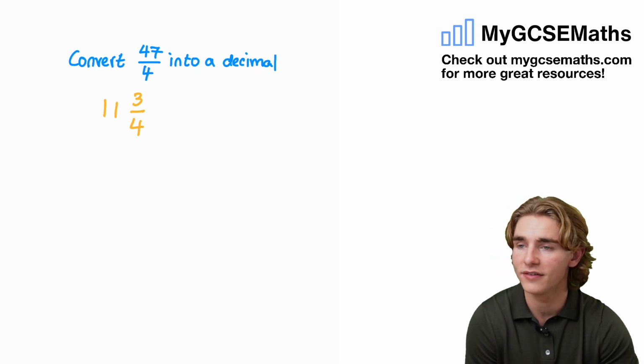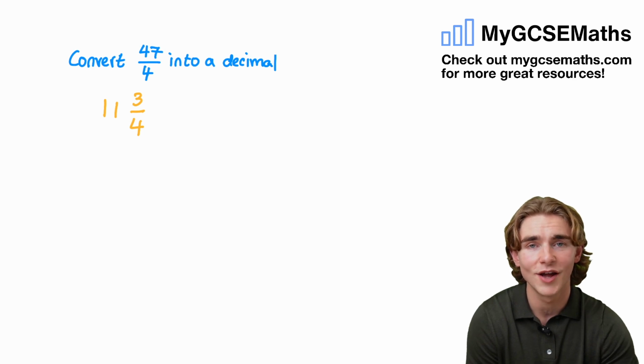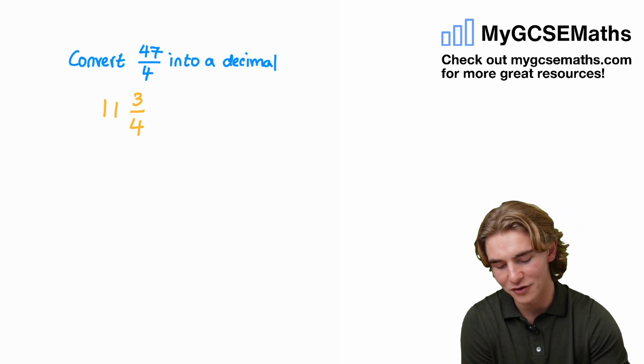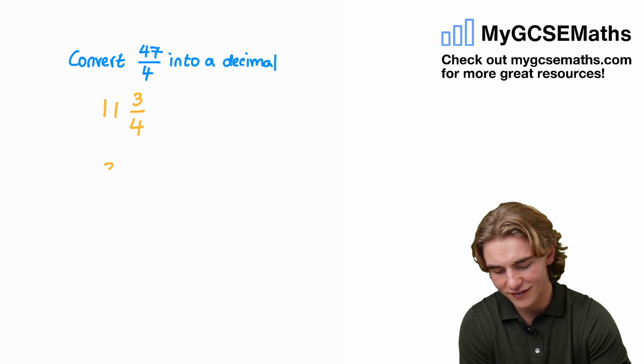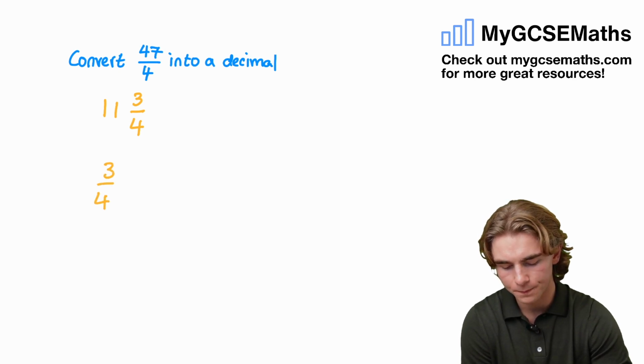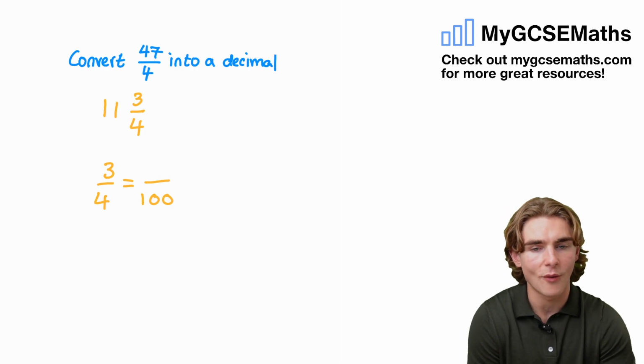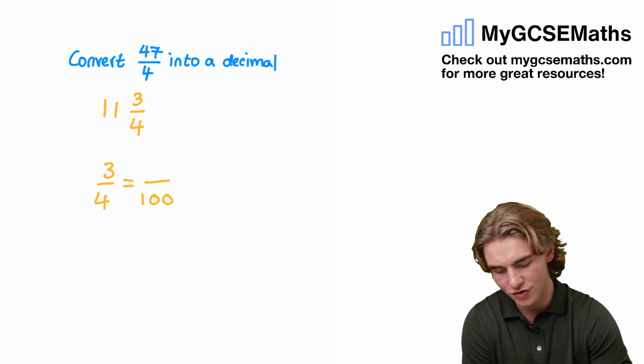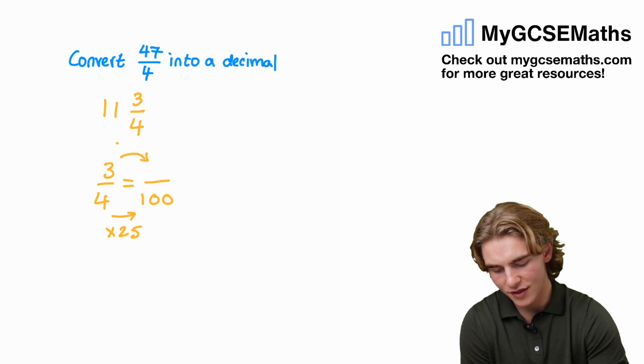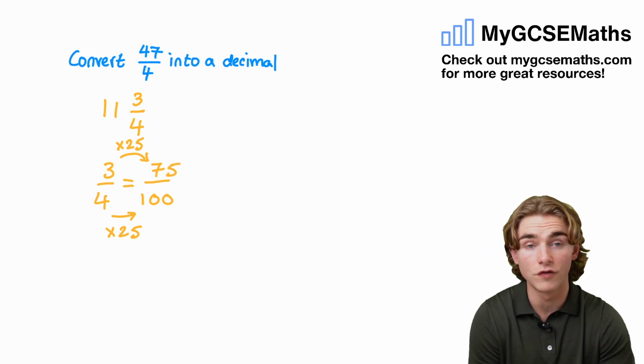3/4 as a decimal. To convert a fraction into a decimal, guys, what do we do? The best way is going to be to firstly write it as a fraction out of 100. So we're going to write down 3 over 4 is equal to something over 100. Now, how do we get from 4 to 100? We're going to times it by 25. So we're going to have to do the same to our numerator here. 3 times by 25, that is going to give us 75. So we have 75 over 100.